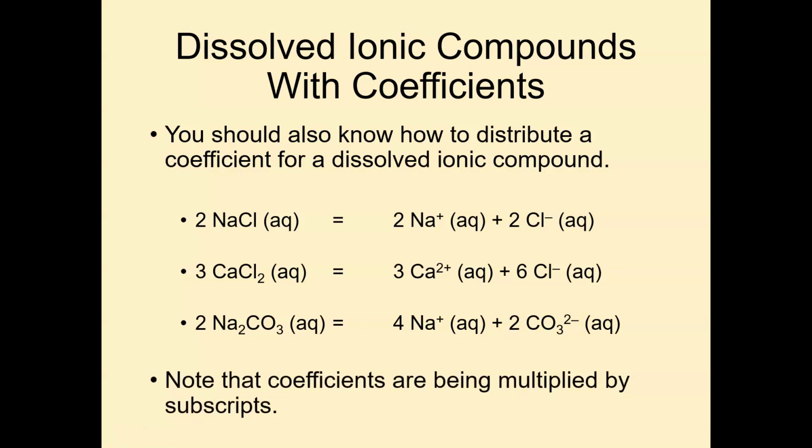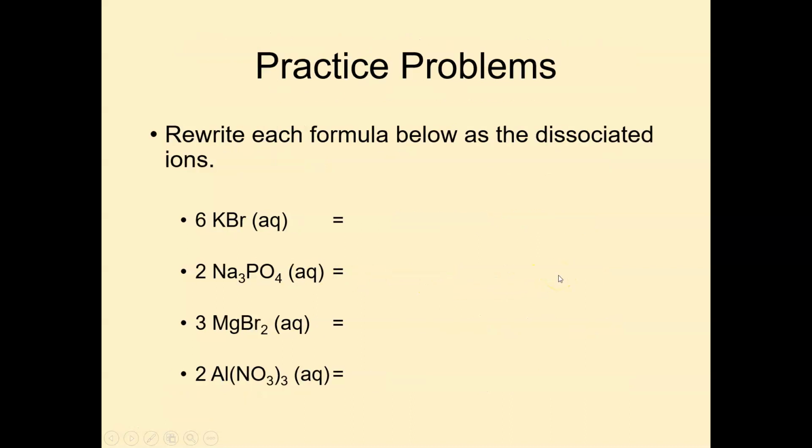So what I've been trying to show you here is that to do this, we multiply the coefficients by the subscripts to get the ultimate coefficient for the ion that we are considering. So for each ion, let's pick out chloride. We're thinking strictly about the chloride. 3 moles of compound times 2 moles of chloride per mole of compound gives me 6 moles of chloride. All right, so go ahead.